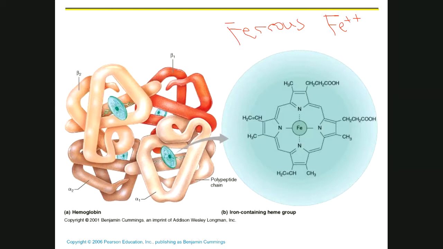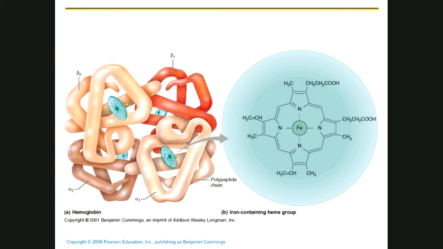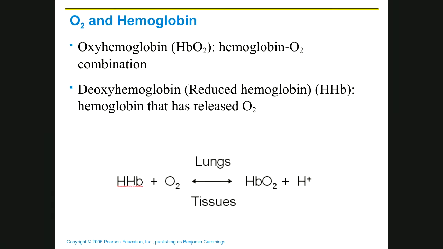That's this right here. And that's where the oxygen binds. So the oxygen connects to the iron. And so if you look here, you can see that oxygen binds right there. It binds to this iron. Remember, there are 4 of these in a hemoglobin. So you can bind 4 oxygens per hemoglobin. Well, when oxygen binds to hemoglobin, we call it oxyhemoglobin. When the oxygen is not bound to hemoglobin, we call it deoxyhemoglobin.